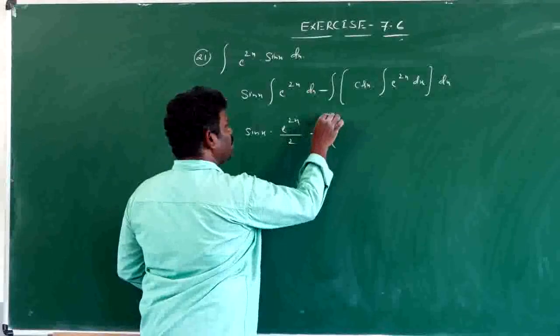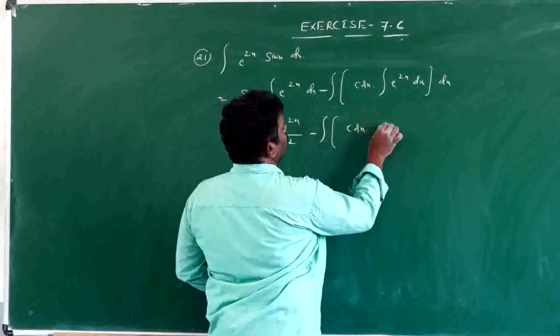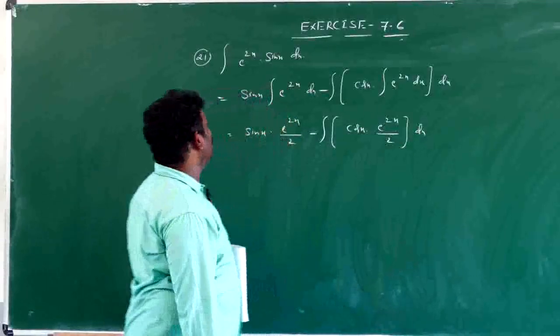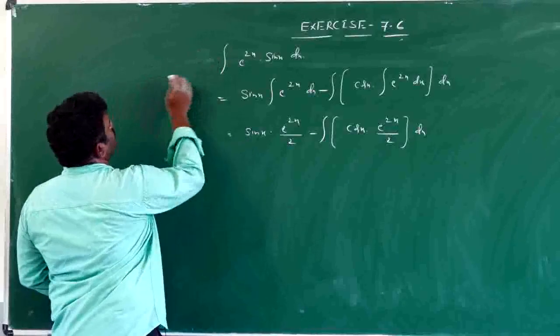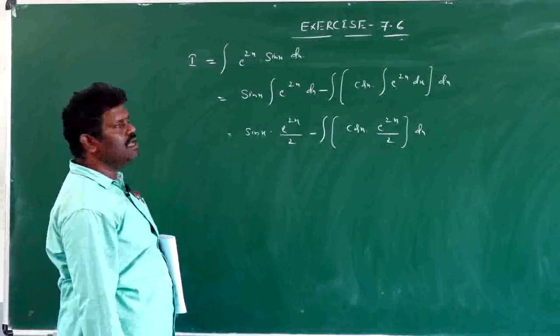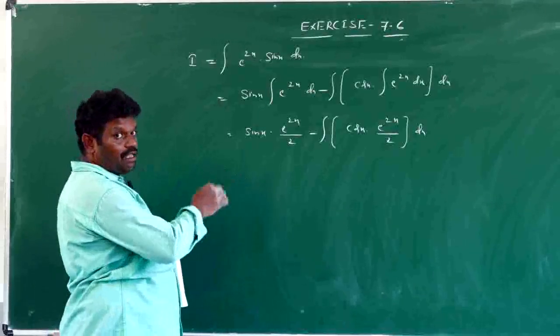integral of cos x as it is here, into e^(2x) by 2 into dx. Okay? Now if we consider this total value as I, I is equal to integral e^(2x) into sin x dx. Why do we consider this I value? I will explain here.